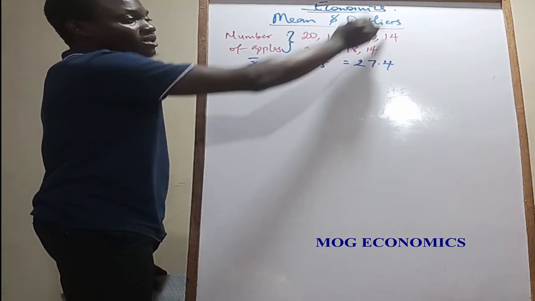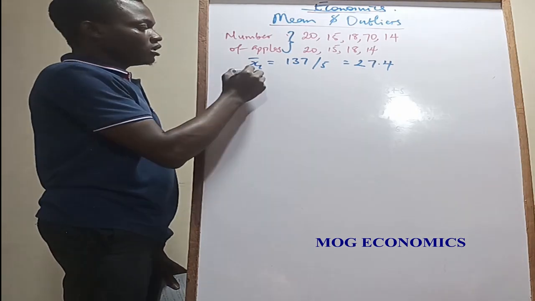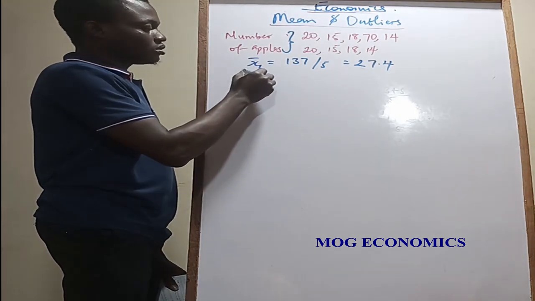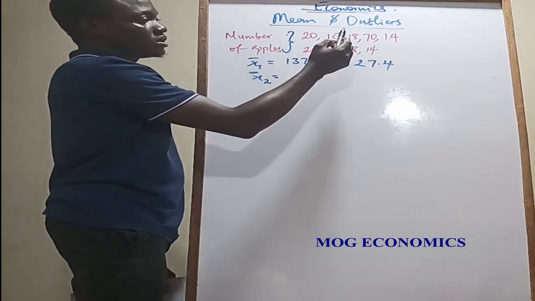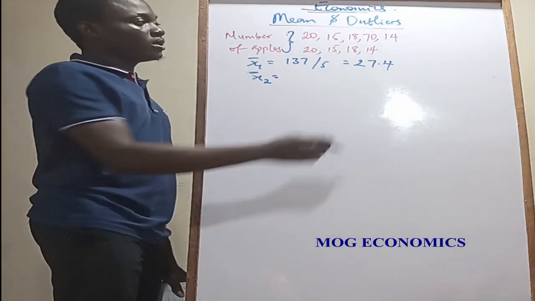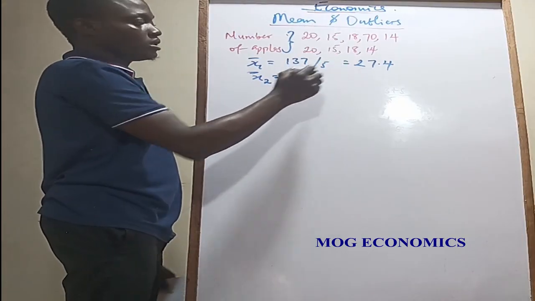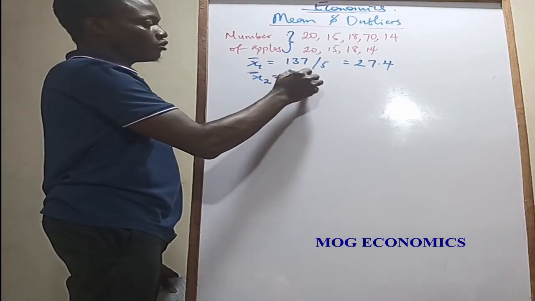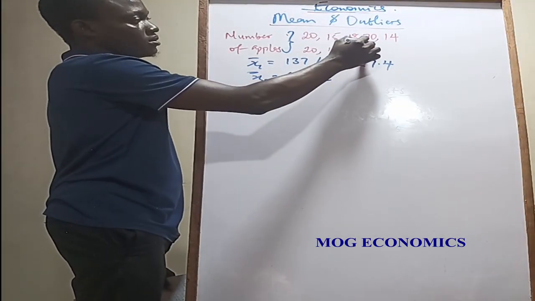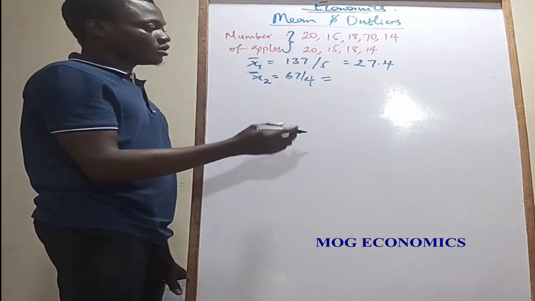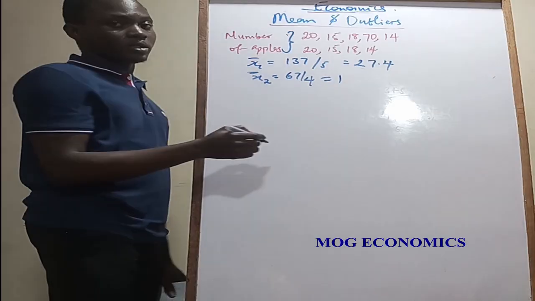Now look at it after removing the outlier. Let's find the average, x2. 20 plus 15 is 35. 35 plus 18 is 53. 53 plus 14 is 67. So you have 67 over 4. 4 in 6 is 1, right?